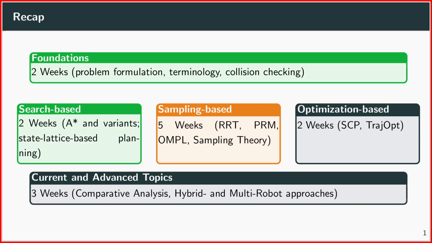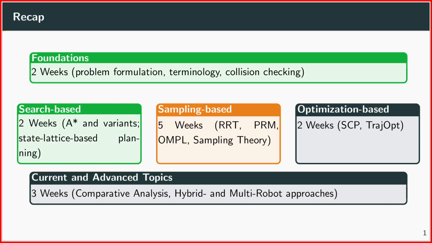Then we will have 2 lectures of optimization-based planning, and then finally we will compare all of them, and we will also talk about more exotic approaches, for example, multi-robot or hybrid planning. Okay, and last week we talked about probabilistic roadmaps, which was one of the first approaches to sampling-based planning, and also one of the most famous ones, and one which works very well.